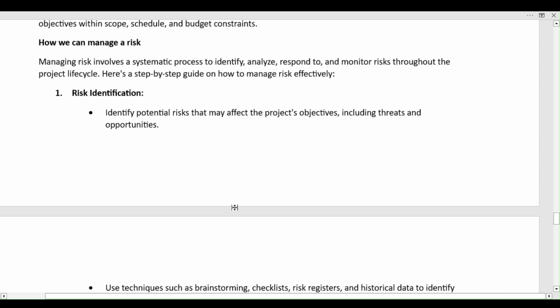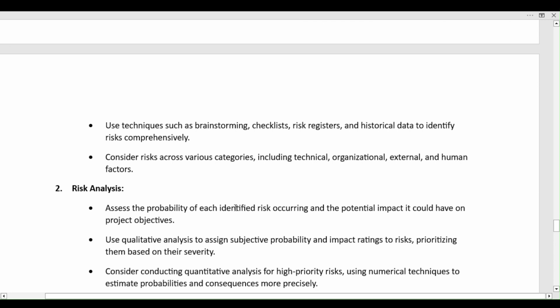Okay, so the first one is risk identification. Identify the potential risks that may affect the project objectives, including threats and opportunities. Use techniques such as brainstorming, checklists, risk registers, and historical data to identify the risks comprehensively. The third point is to consider the risks across various categories, including technical, organizational, external, and human factors.